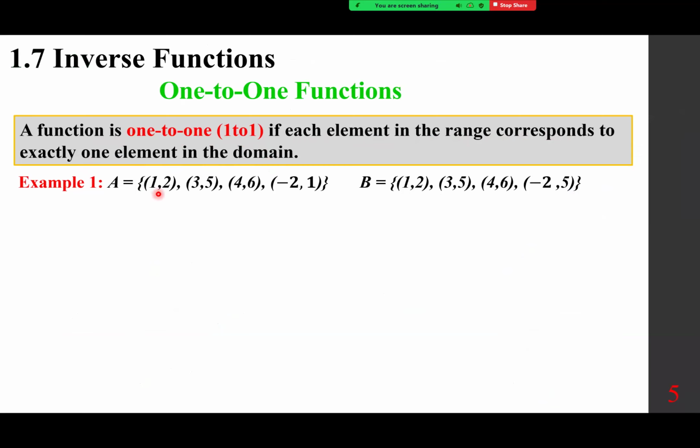Example 1. If we look at this A, having coordinates (1, 2), (3, 5), (4, 6), (-2, 1), those are the pairs, and B: (1, 2), (3, 5), (4, 6), (-2, 5). We want to check this. Notice 1, 3, 4, -2 are different. So the x coordinates are not being repeated.